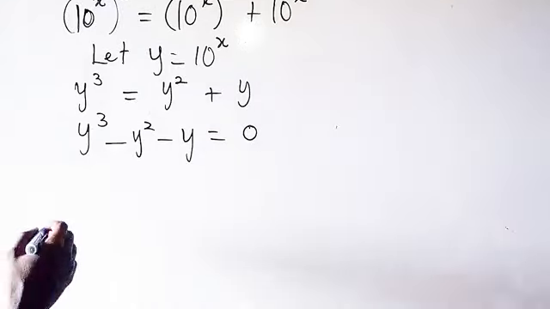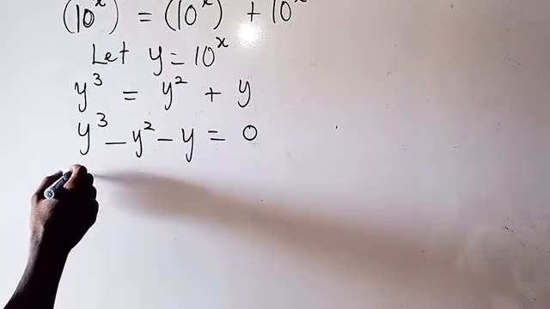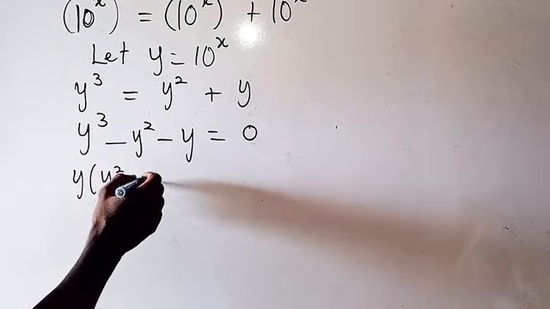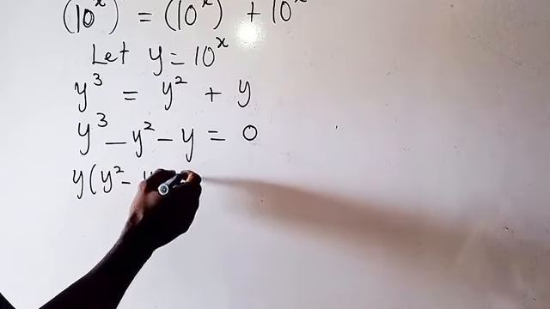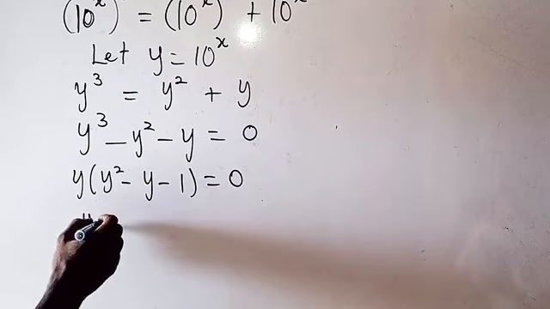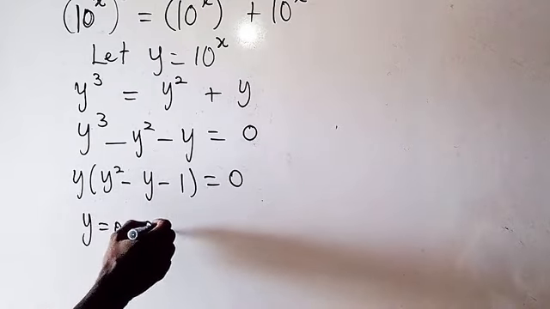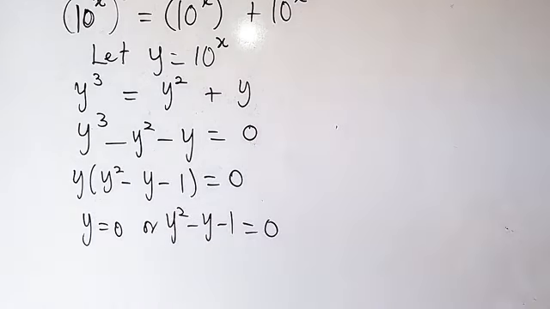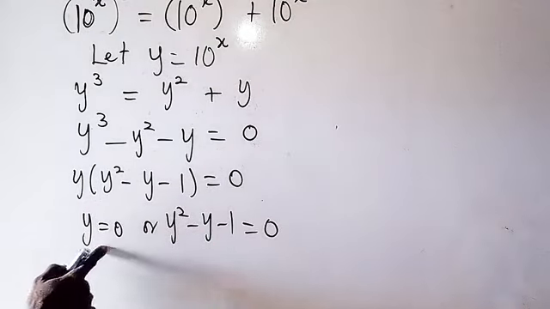Now we can see that y is common to all. We factorize y outside, and we have y times (y squared minus y minus 1) equals 0. So y is equal to 0, or y squared minus y minus 1 equals 0. So from here, what are we going to do?